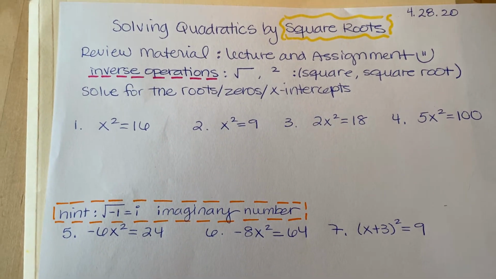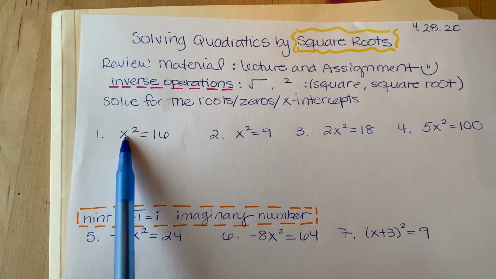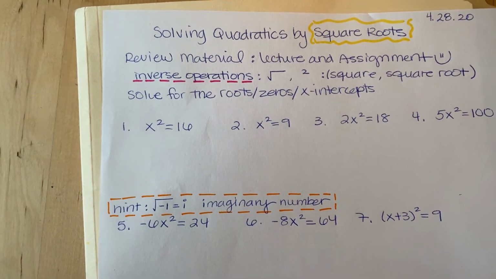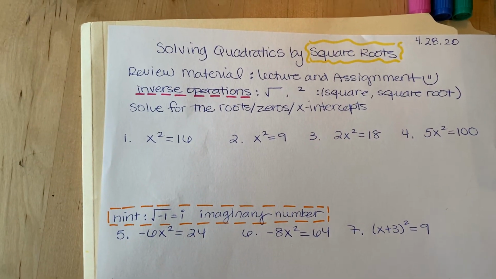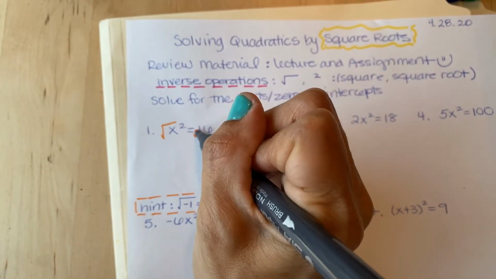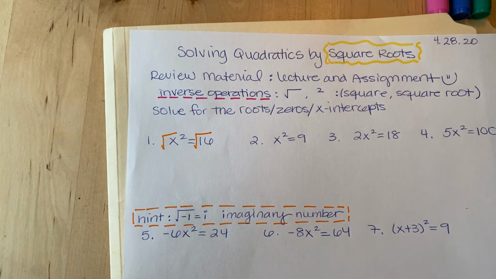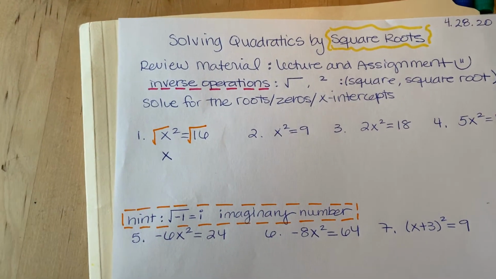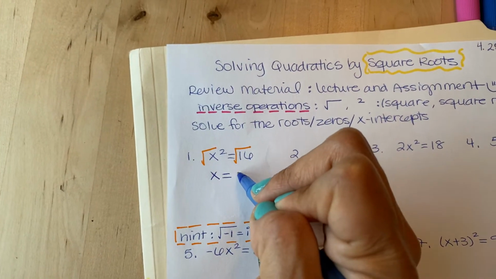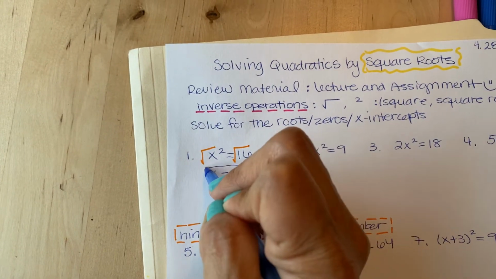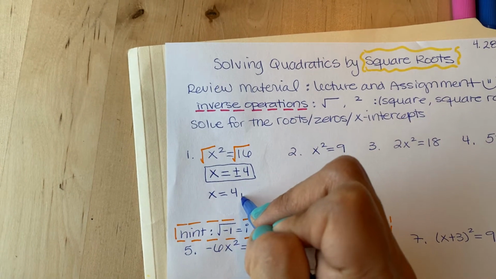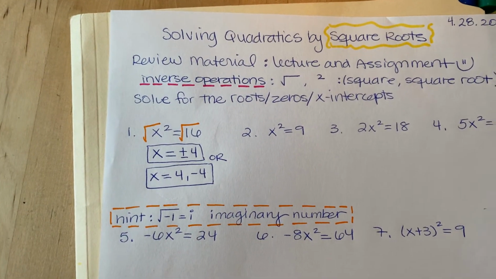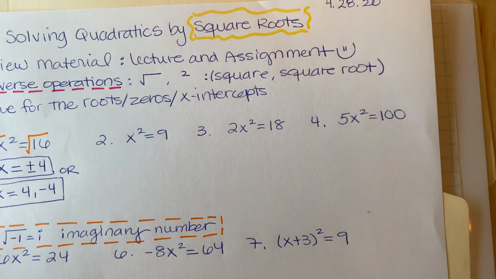Question number 1. It's already set up, so we've already isolated our x squared. So now the next step is to just square root. The square root of a square, the radicand just comes out as an integer, a whole number, variable, whichever. What's the square root of 16? Plus or minus 4. So you can give me this as your answer, or if you would like to separate for -4, you can give me that as well. So it's an or. Easy.